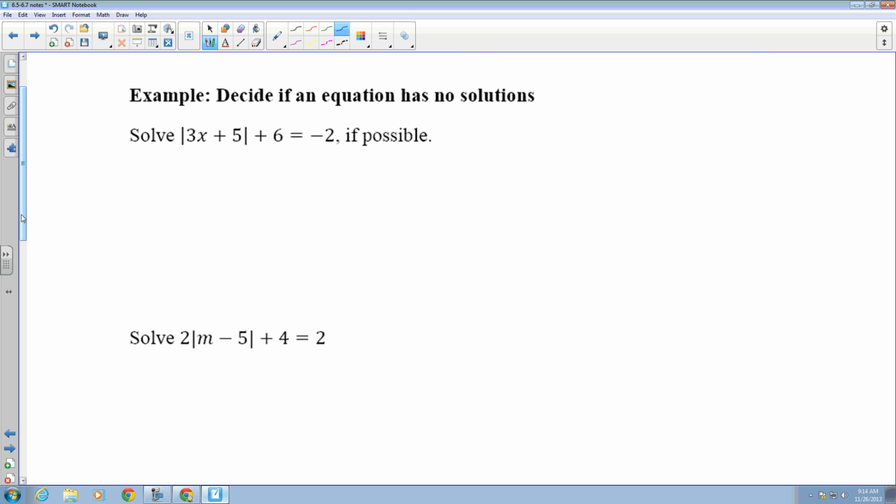So we're going to decide if the equation has solutions or not. So first we have to get the absolute value symbol by itself. So we're going to subtract 6 from both sides. Absolute value of 3x plus 5 is equal to negative 8. So that's a no solution.